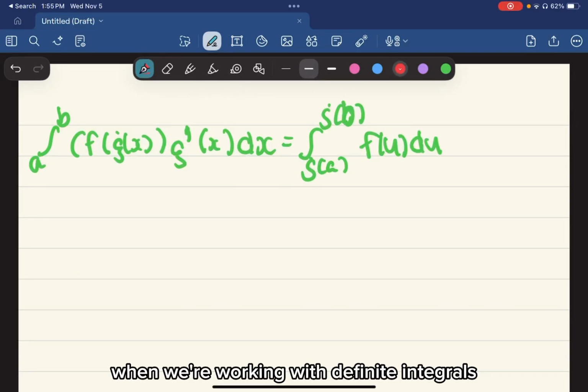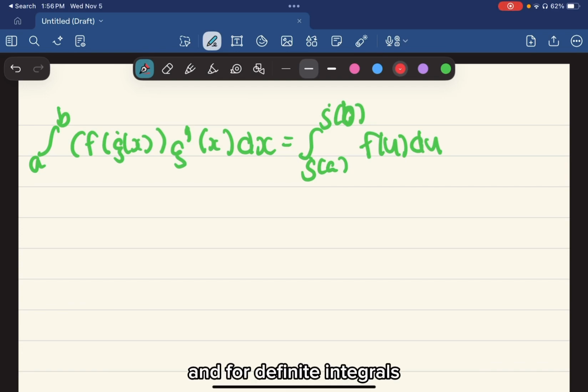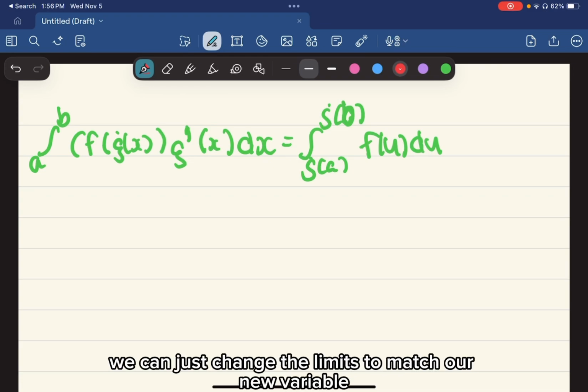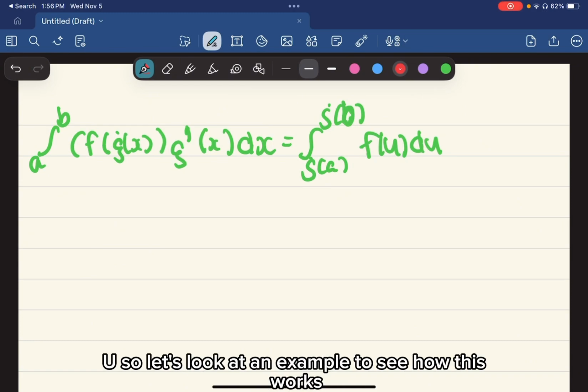I'm going to explain how we can use the substitution rule when we're working with definite integrals. And for definite integrals, the formula looks like this. That means instead of switching back to x at the end, we can just change the limits to match our new variable u. So let's look at an example to see how this works.